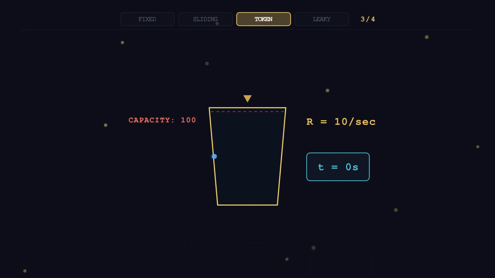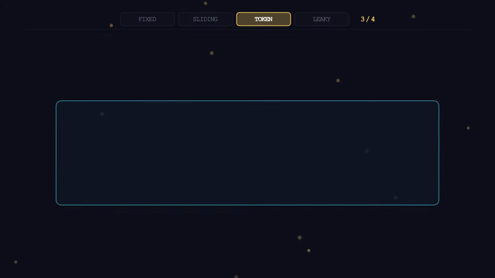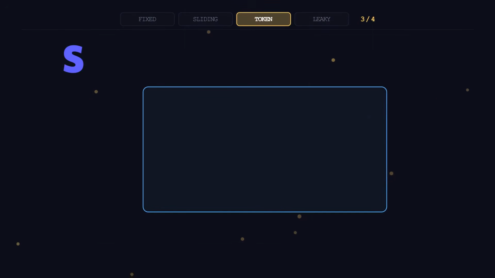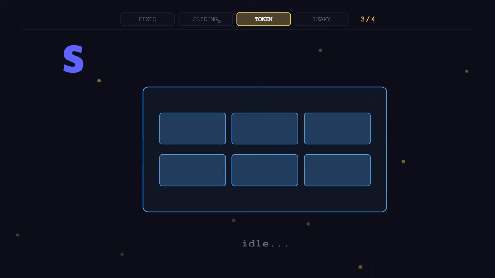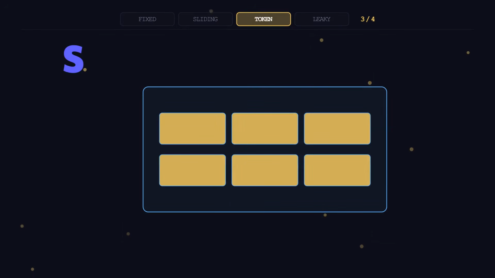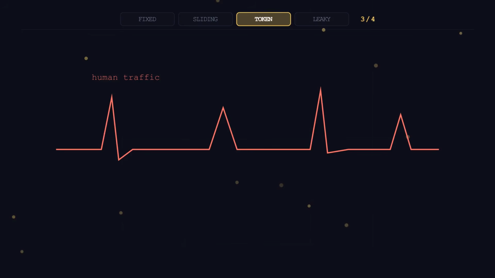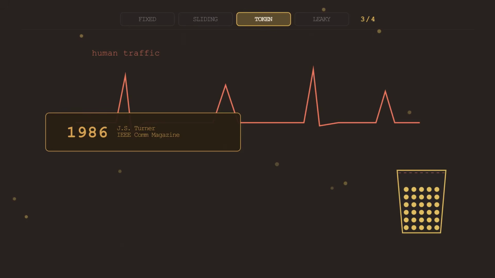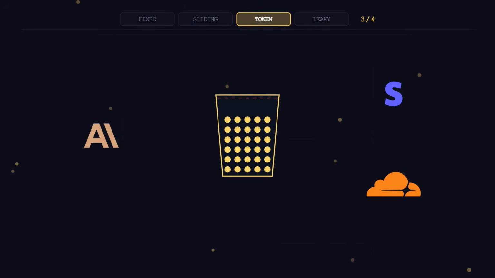10 requests per second, sustained. Sprint, then jog. That's the feature. Stripe wants you to load a dashboard in a burst. Then idle. Then another burst. Humans don't send at constant rates. Token Bucket doesn't make them pretend to. That bucket was described in 1986 for ATM cells moving over phone lines. Now it rate limits your Claude calls. The problem didn't change, just the packets.